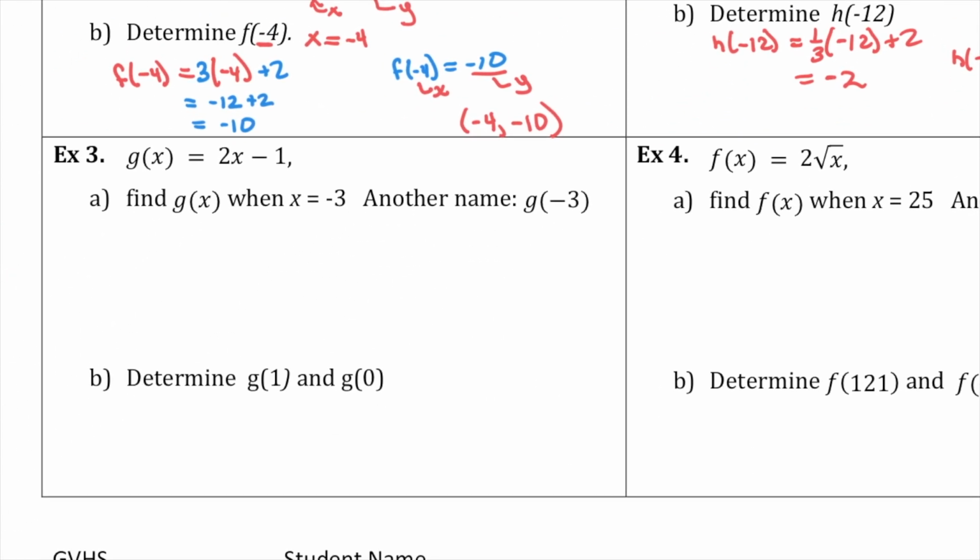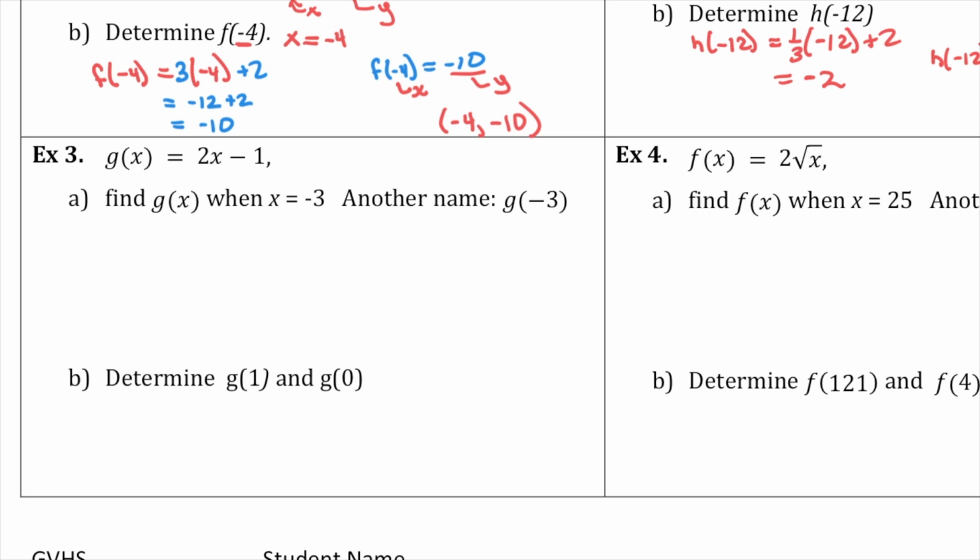For example 3, we have a new function. It's g of x. So we're going to replace the x value with the number negative 3. G of negative 3 equals your 2 times negative 3 minus 1, and we will have negative 7.